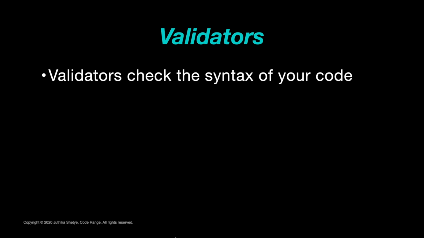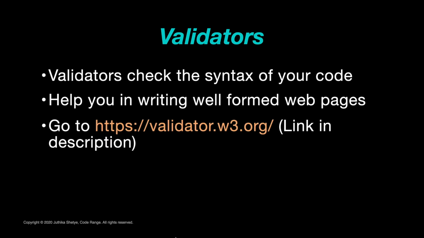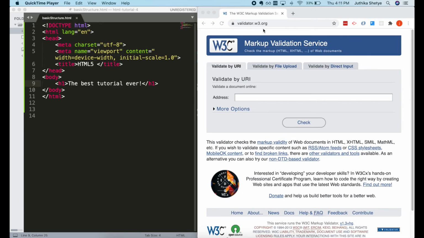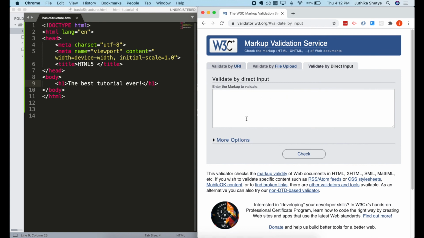Validators are like a big blessing to all developers as they check for any problems in the syntax of your code. So if you missed any quotes or brackets or typed invalid attributes, then the validators will point out the errors in your code so that you can go back and fix them. If you go to this site, validator.w3.org, I've put the link in the description below. You can check any website to see if the code is valid. You have three choices. You can upload the URL, you can upload a file, or you can actually copy and paste your code and put it right in here.